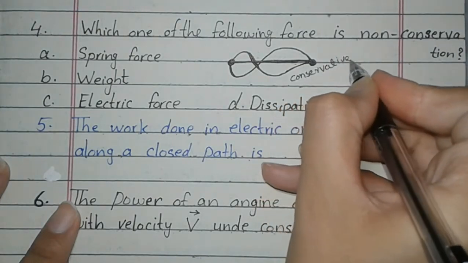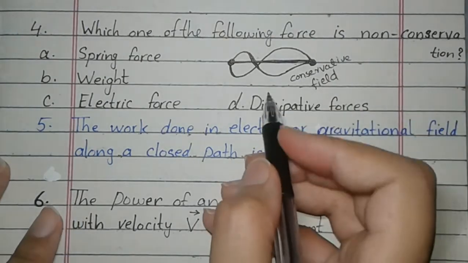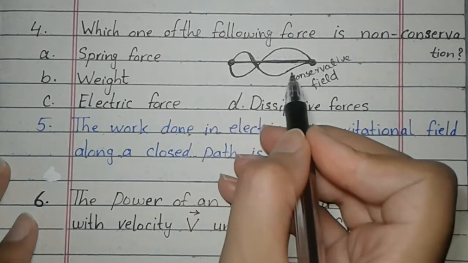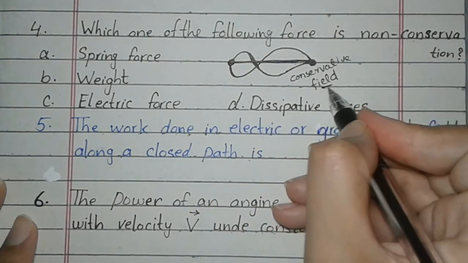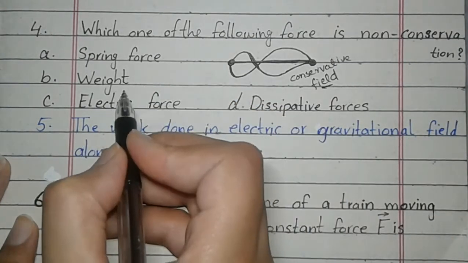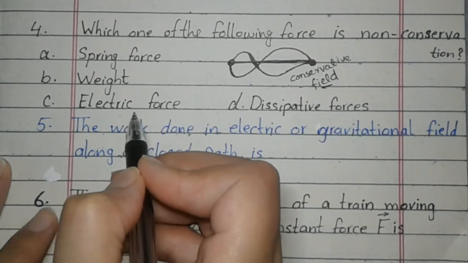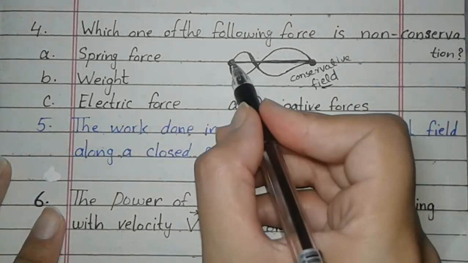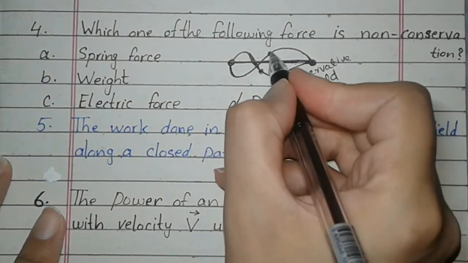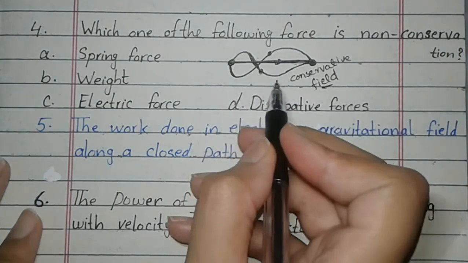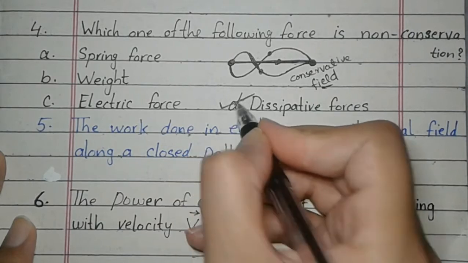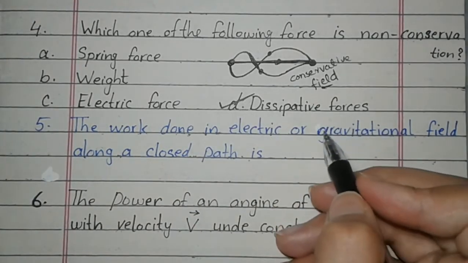So what is a conservative field? The work done on the body between any 2 points is independent of the path followed. So it is called a conservative field or conservative force. For example, spring force is a conservative force, weight is a conservative force, and electric force is also a conservative force. But when the work done depends on the path, like path 1 has a different work, path 2 has a different work, and path 3, all 3 work values are different, then they are called non-conservative. So option D is correct. Dissipative forces are non-conservative forces.